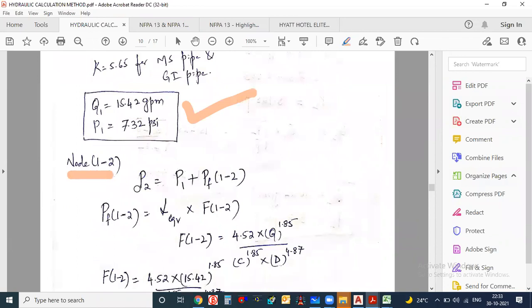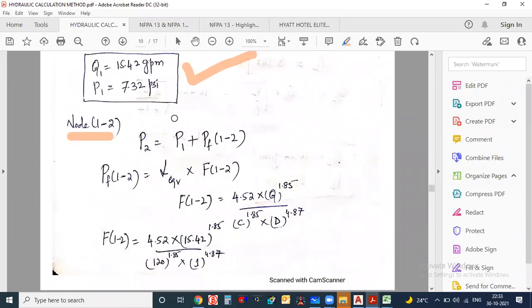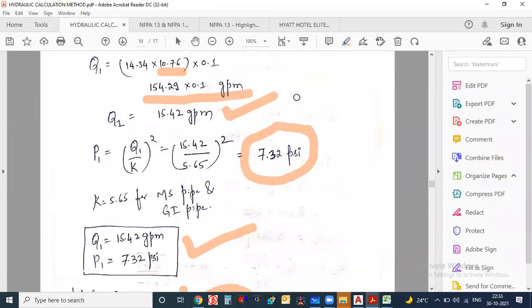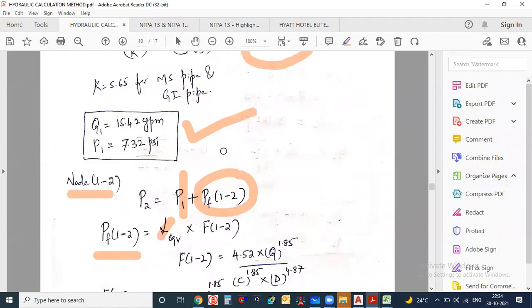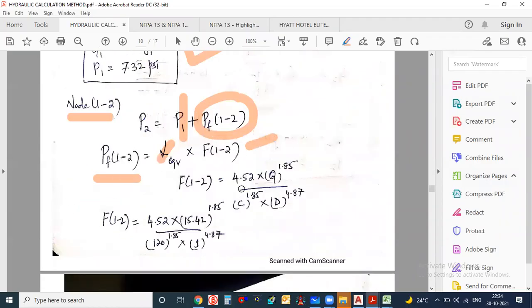Whenever I am doing the node 1 to 2, I will write P2 is equal to P1 plus PF1 of 2. So P1 we already calculated, 7.32. Next, I need to calculate PF1 of 2. How to calculate PF1 of 2? Length equivalent into Hazen-Williams formula. Length equivalent we have already calculated here for each and every node.